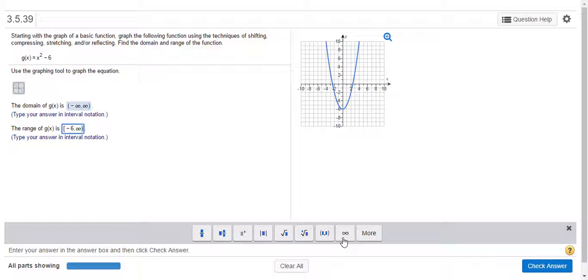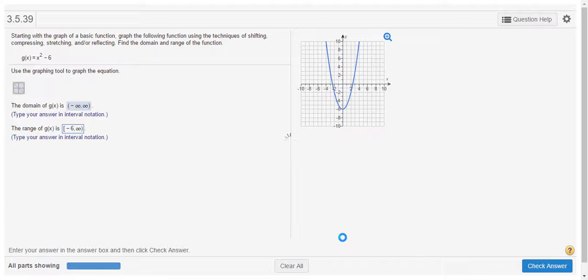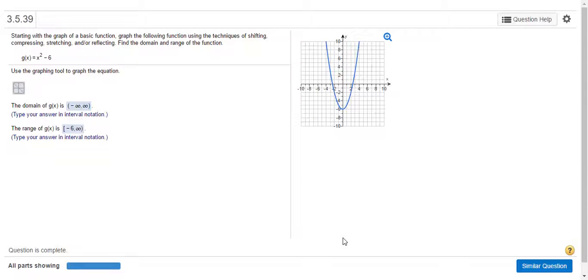And infinities, by the way, always use the curved parentheses. And so that explains the domain and the range. And again, this negative 6 just shows that it's a vertical shift.